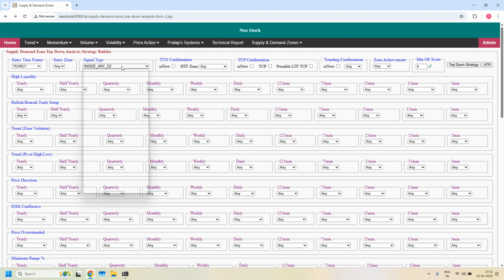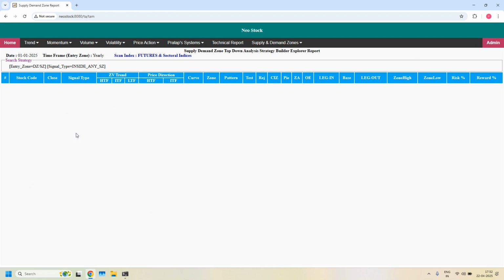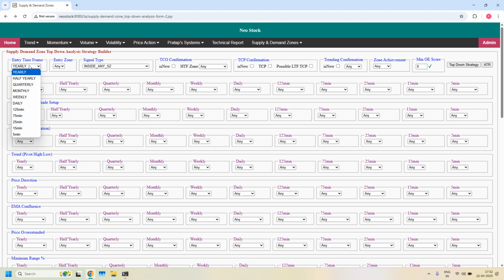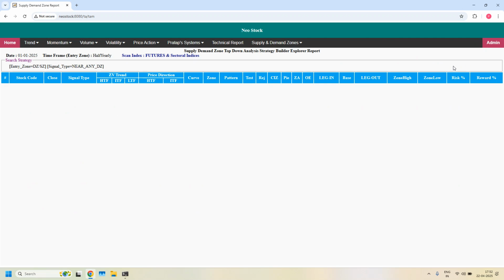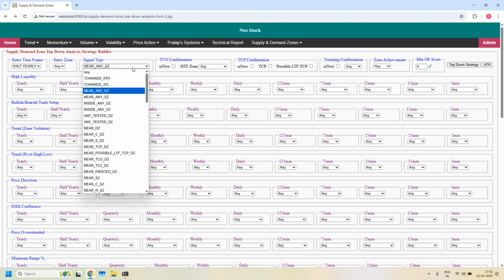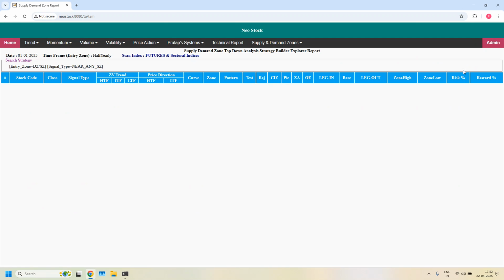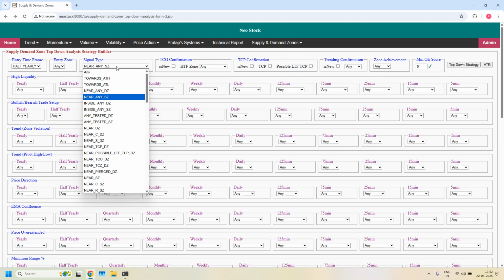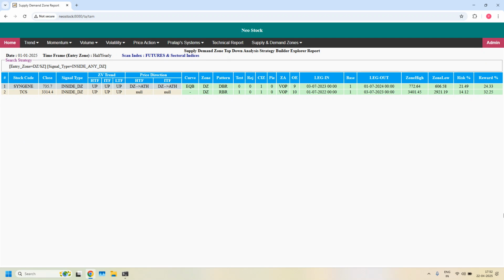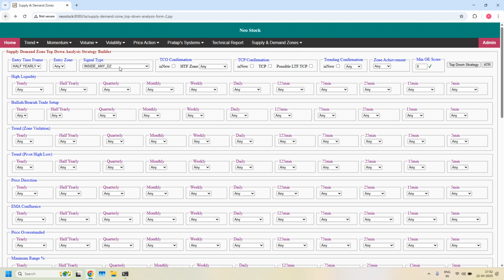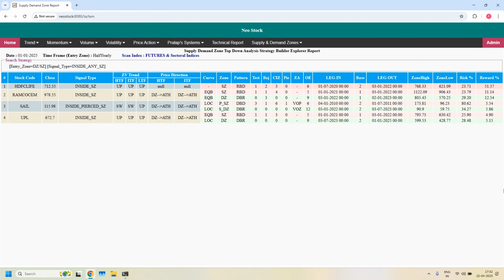Next, price closed inside the yearly supply zone, no stocks are available. Next time frame, half yearly, stocks near half yearly demand zone, no stocks. Stocks near half yearly supply zone also, no stocks. Price closed inside the half yearly demand zone, we got 2 stocks. Next, price closed inside the half yearly supply zone, we got 4 stocks.